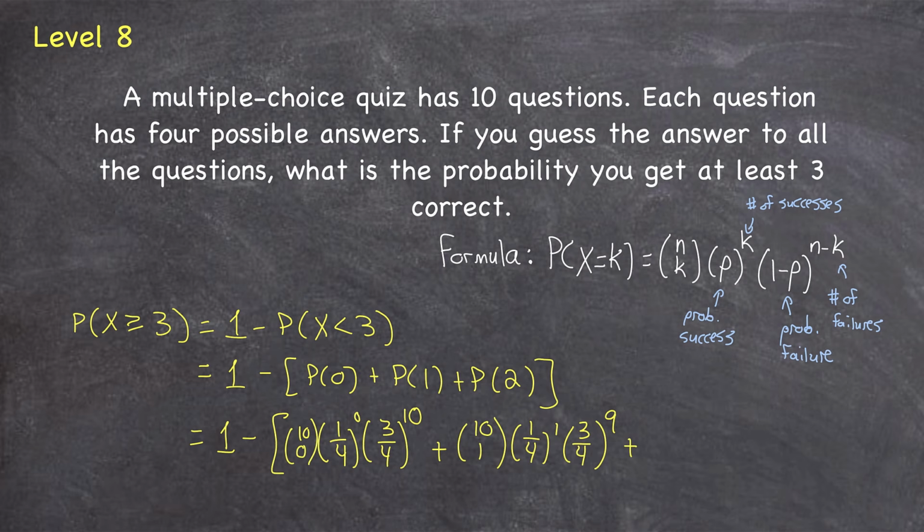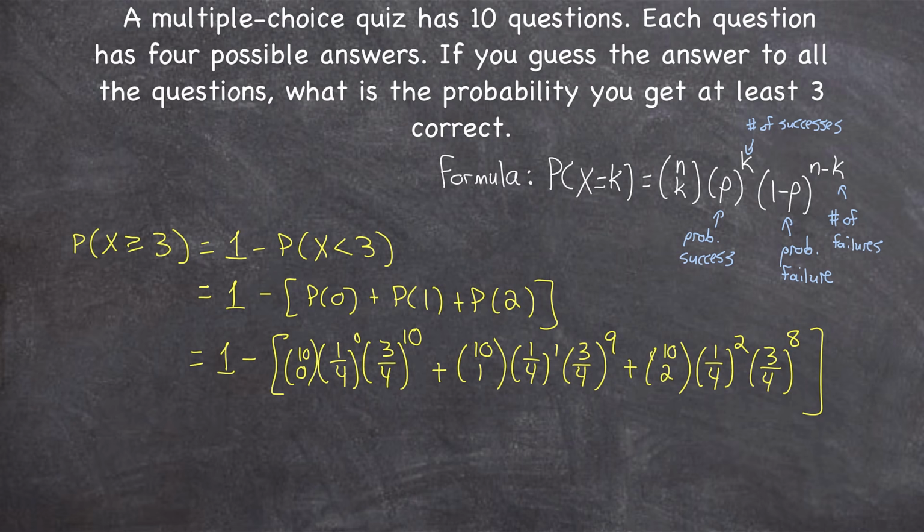Plus, lastly, the probability of getting 2 questions correct. 10 choose 2 will tell me how many different ways I can choose 2 of the 10 questions to be the correct questions. The probability of success to the exponent of the number of successes times the probability of failure to the exponent of the number of failures. If I'm going to be successful 2 times out of 10 tries, that means I'm going to fail 8 times.